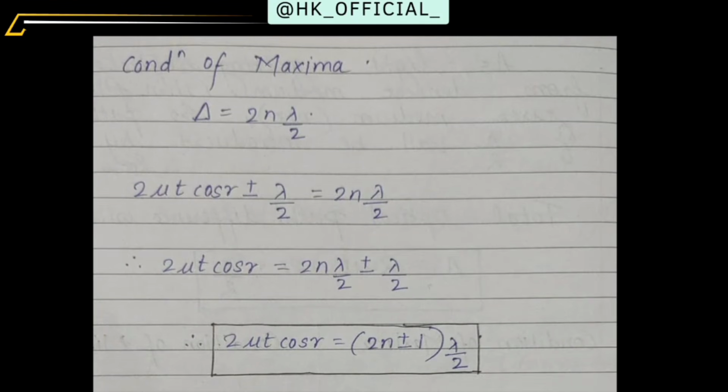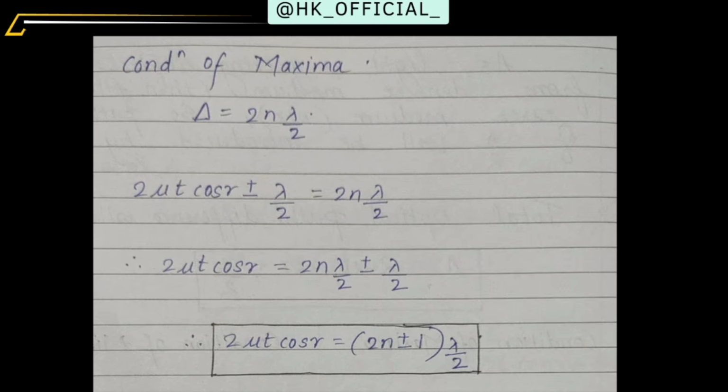So for the condition of maxima, what is the value for delta? It is the even one, that is 2n lambda by 2. You can also take it as n lambda. Here I am taking 2n lambda by 2. So what delta did we find out? Delta is nothing but 2 mu t cos r plus minus lambda by 2. That is our total optical path difference, which we have found out just now.